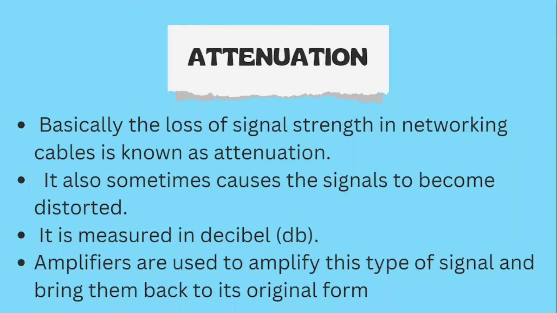It also sometimes causes the signal to become distorted, and it is mainly measured in decibel or voltage. In decibel, it is used to find the relative attenuation by the formula: decibel equals 10 log P2 by P1, where P2 and P1 are the power of the signal at point 1 and 2 respectively.